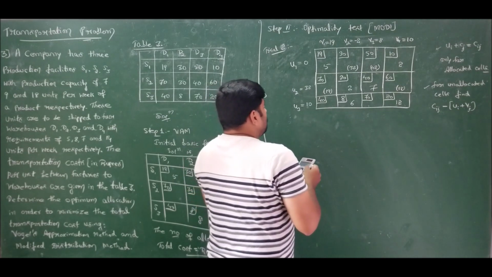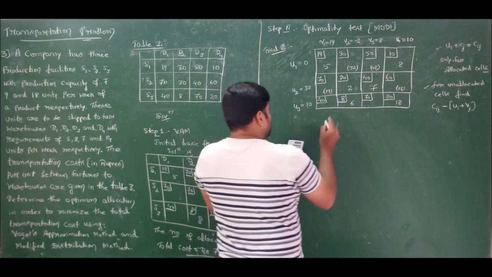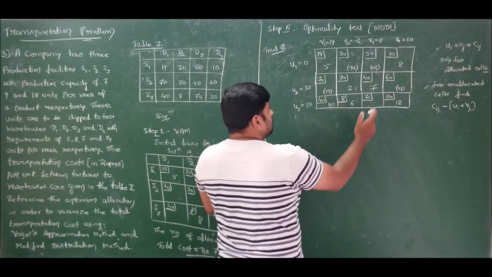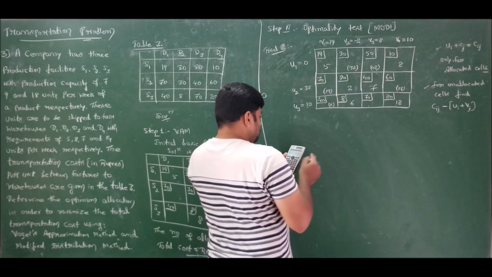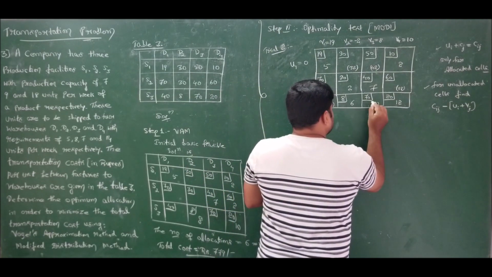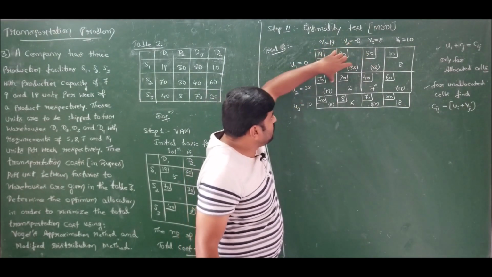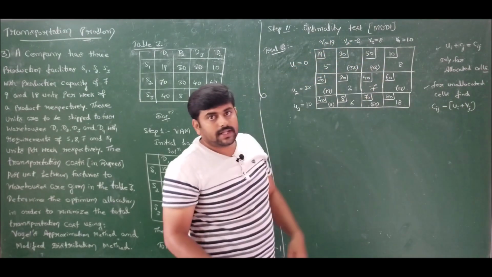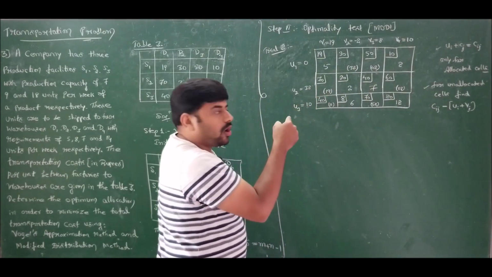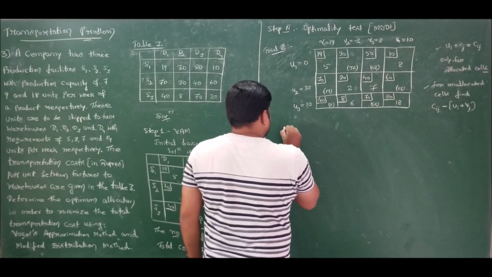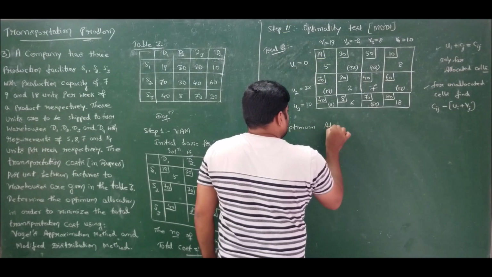Next here 40 minus 29, which is plus 11, which is not desirable. Here also we have 70 minus 18, which is 52, which is not desirable. So all the values calculated in the unallocated cells are positive, hence the problem terminates. So therefore the allocation what is present is the optimum allocation.